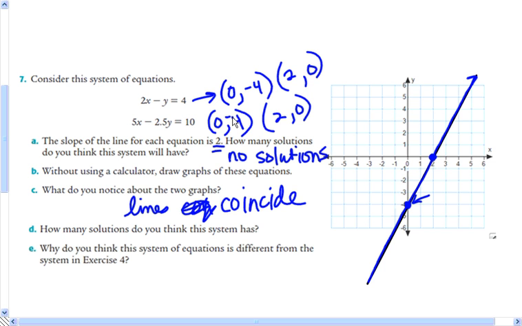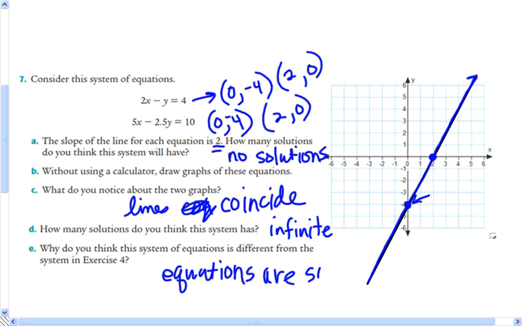So they're on top of each other. How many solutions do you think this system has? Well, since every solution on one of the lines is also a solution to every one on the other line, this has an infinite number of solutions. And the reason this system of equations is different from the system in exercise 4 is because the equations are actually both the same. They do have the same slope, but they also have the same y-intercept. So the equations are the same exact, not just the same slope.